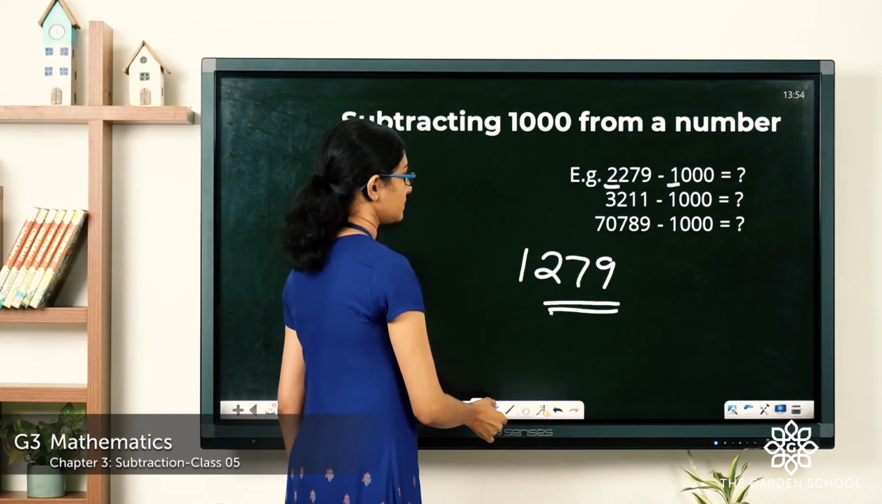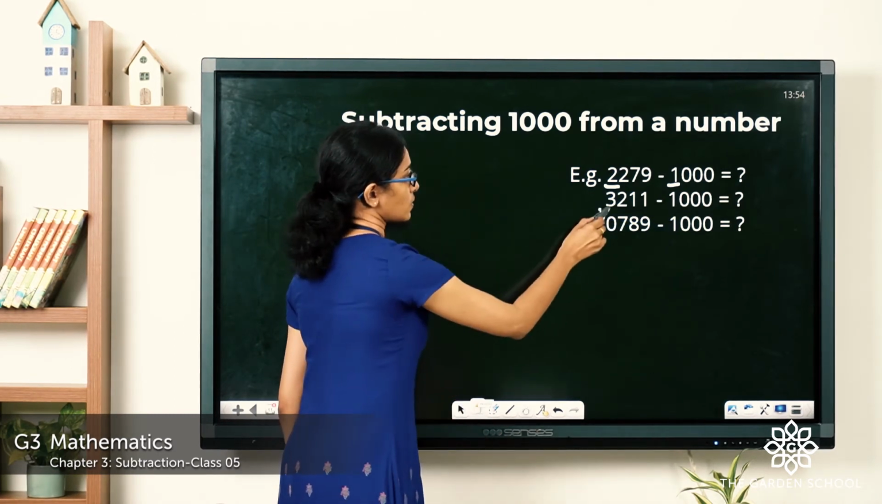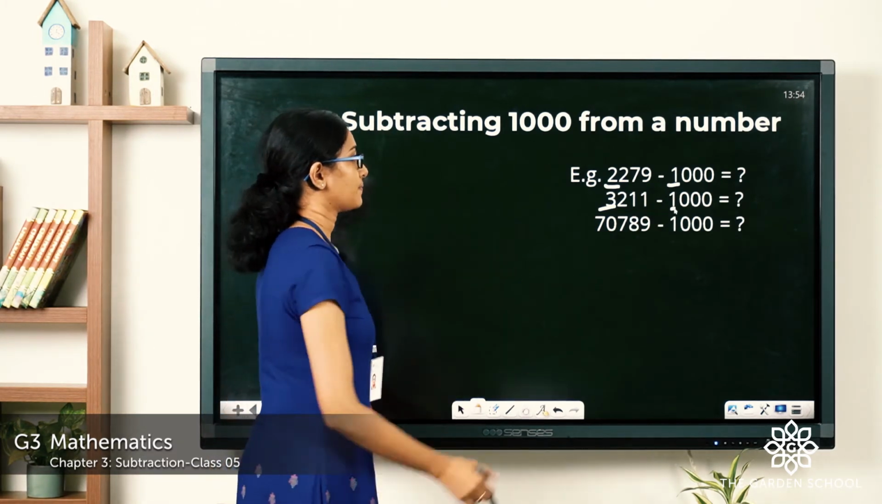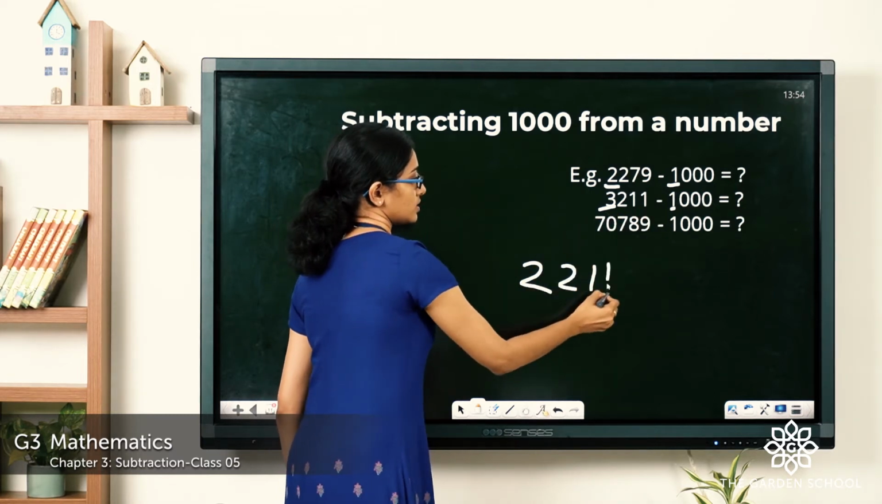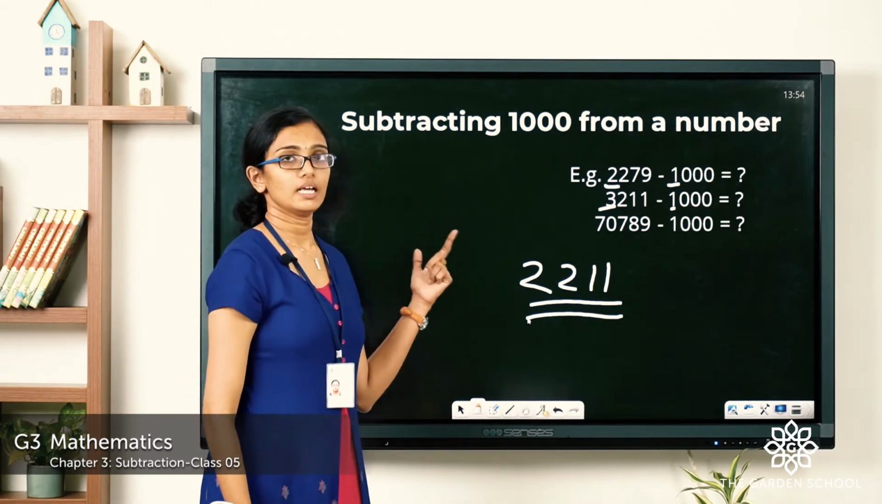Now the second number, 3211 minus 1000. Here also only the digit in the thousands place changes. So 3 minus 1 will be 2. Now all the other digits, you can easily do the subtraction: 2211.